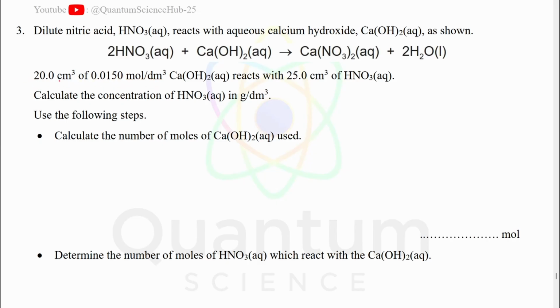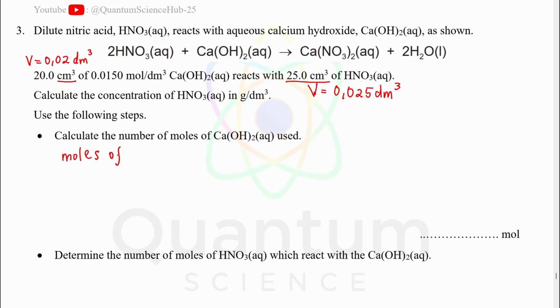But remember, the volume here is still in cm³. We convert it into dm³ by dividing this value by 1000. So 20 divided by 1000 equals 0.02 dm³. And the same thing with the volume of HNO3 in here. This is the volume of HNO3, which is 25 cm³. Change it into dm³, which is 0.025 dm³. Now, how to find the moles? Mole equals concentration times volume.